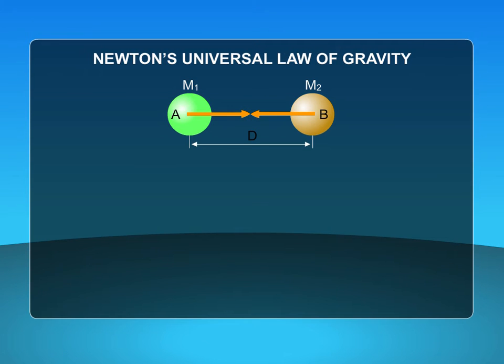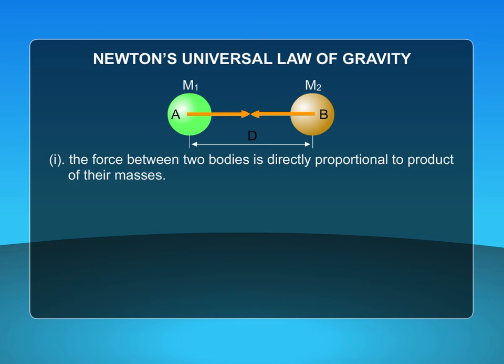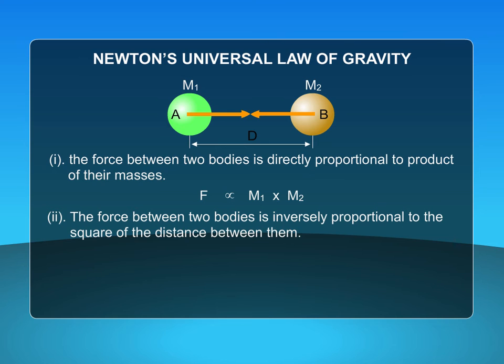Suppose two bodies A and B of masses m1 and m2 are lying at a distance d, and the force of attraction between them is F. According to the universal law, the force between two bodies is directly proportional to the product of their masses, and inversely proportional to the square of the distance between them. Therefore, the gravitational force F1 = F2 = G m1 m2 / r².